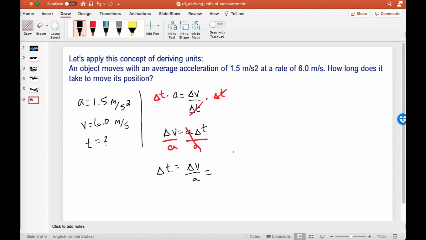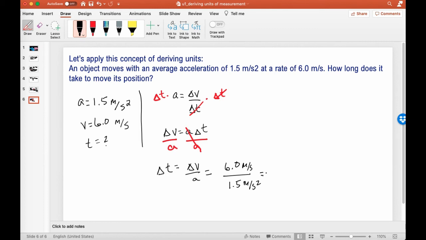So now let's think about this. I've shown you before how we were just deriving units. Now we're just solving it. Well, we know what delta v is. Change in velocity is 6 meters per second divided by the acceleration, which is 1.5 meters per second squared. Okay, not a problem.